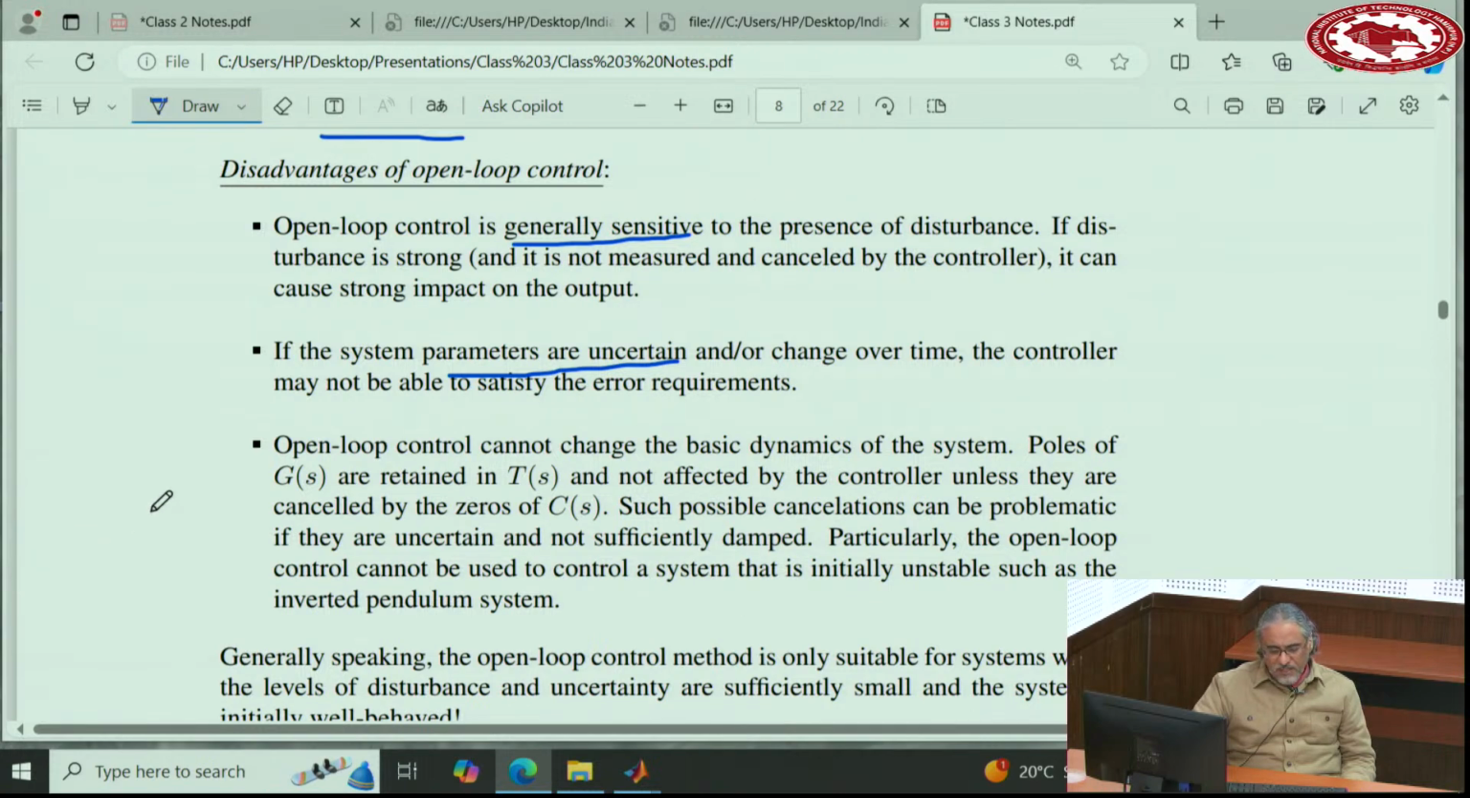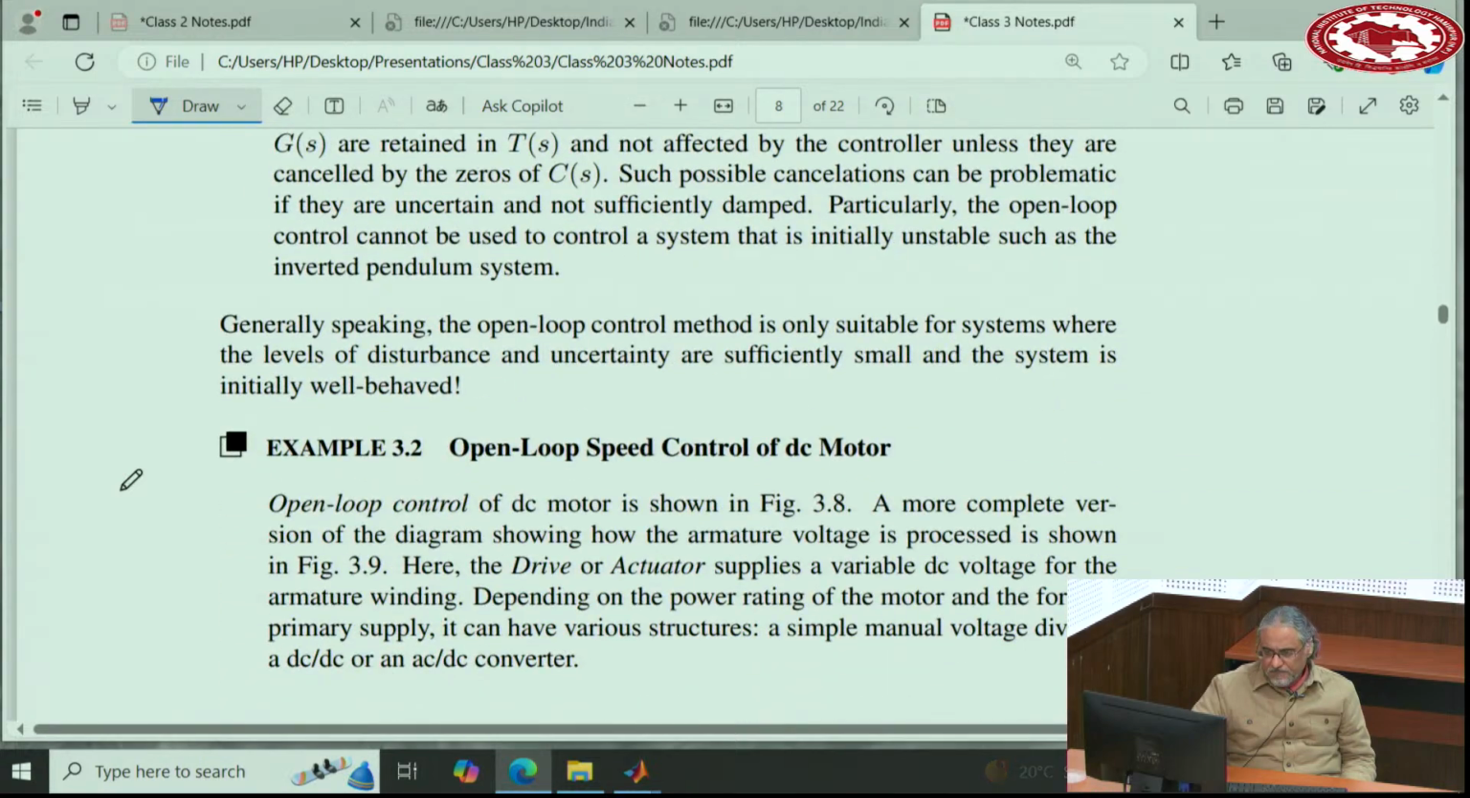Another disadvantage is that, like I said, if it's stable, it will remain stable, but at the same time, you can look at it as a disadvantage in the sense that you cannot change it a lot. If it's stable, but it's not really very good in terms of oscillations and dynamics, you cannot improve it. In open loop, you cannot significantly change the dynamics of the original system. You can only make some adjustments. You cannot change dynamics. So generally speaking, open loop control is only suitable for systems where the levels of disturbance and uncertainty are sufficiently small and the system is initially well behaved.